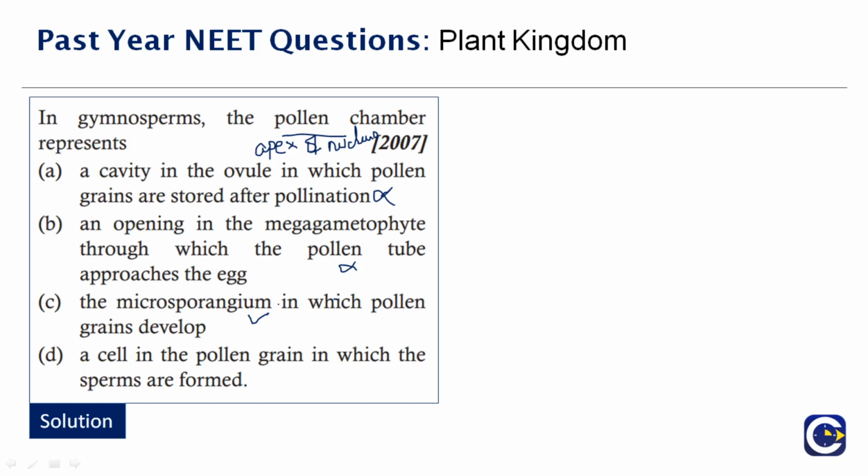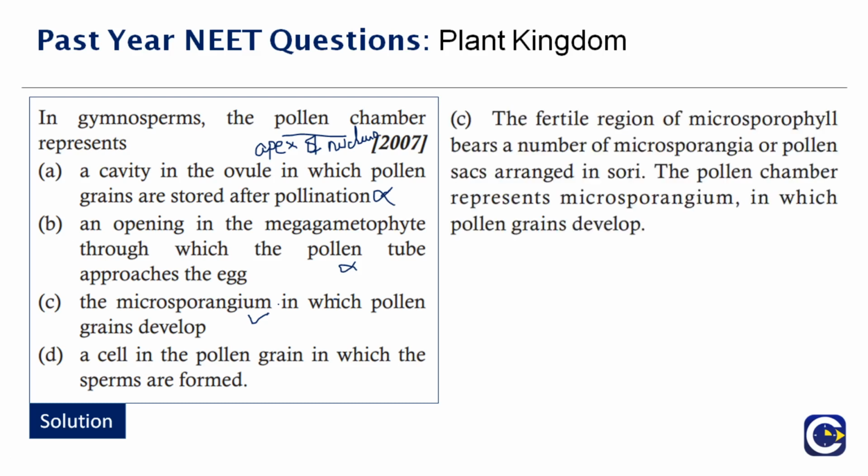It will not talk about the action where it has to approach the egg, or the action that will occur after pollination. Initially, once the young ones come, it will only see to the development. Therefore, the correct answer to this question is option C, the microsporangium in which the pollen grains develop. That is what they've explained in the solution part also.